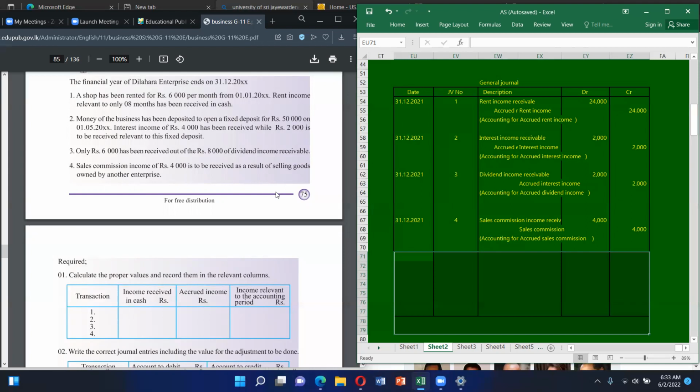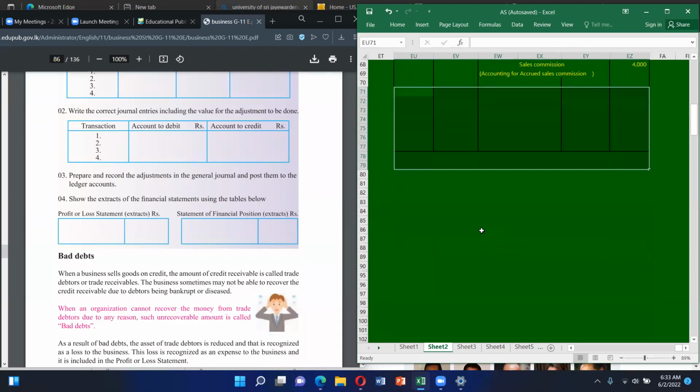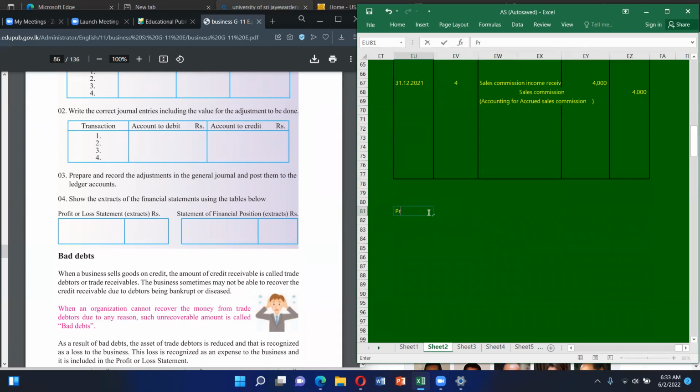Right. That clear? Now we draw the profit and loss statement and the statement of financial position. Current assets.